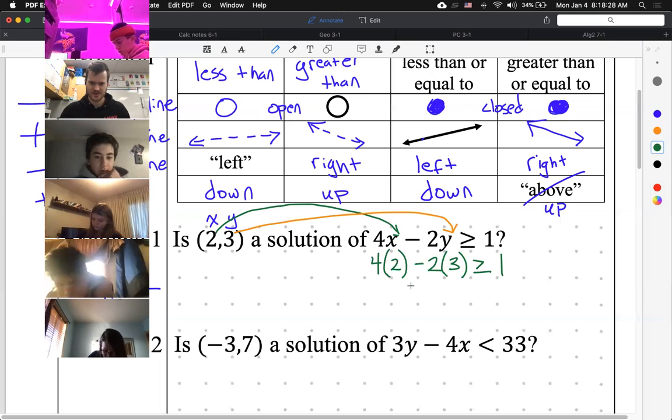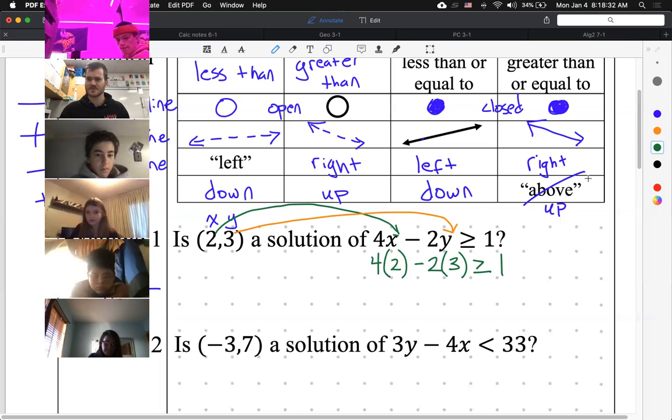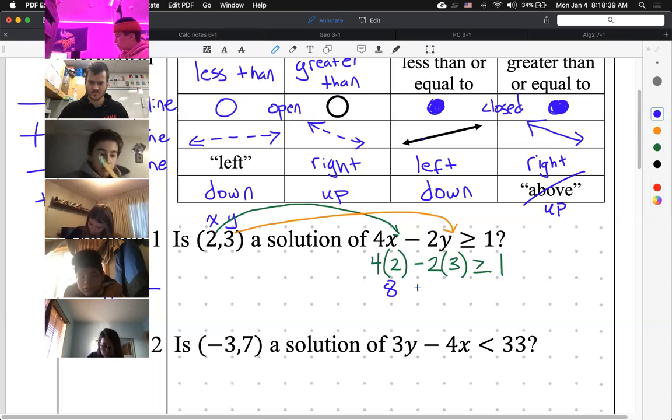I need help though. Can someone help me simplify the left-hand side of this inequality? Yeah, go again, please. You multiply 4 and 2, which you get 8. Then minus 2 times 3 would be negative 6. Yep, minus 6. Is greater than 1. And then one more step.